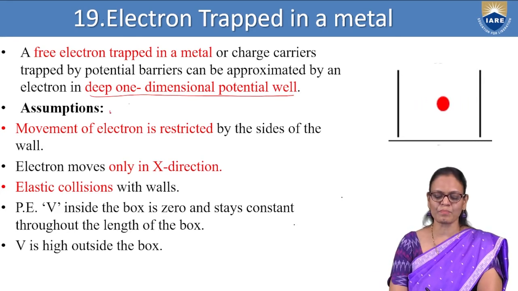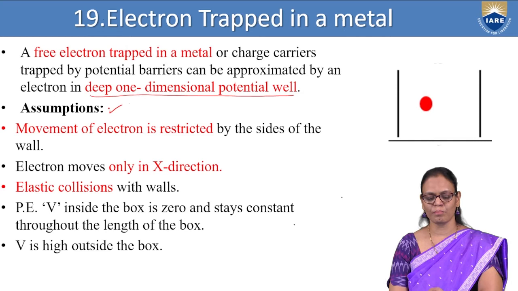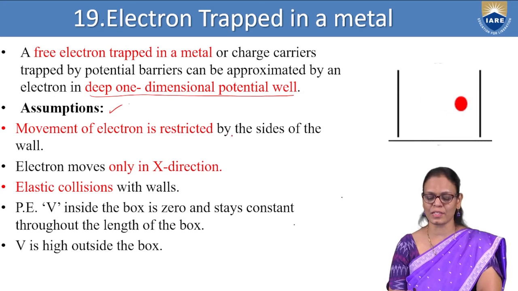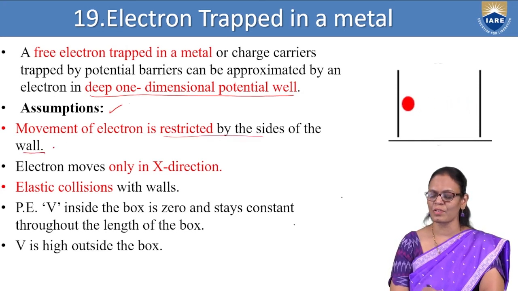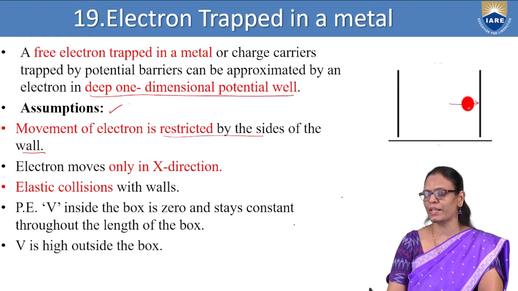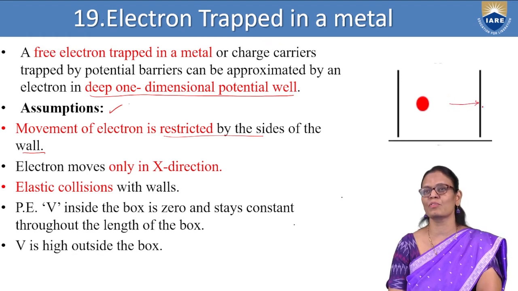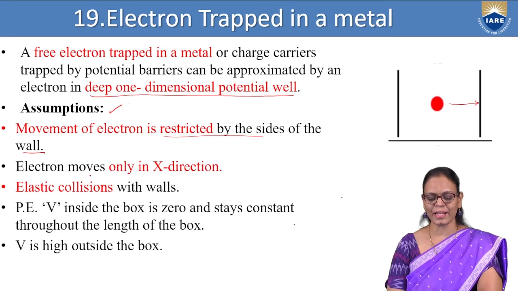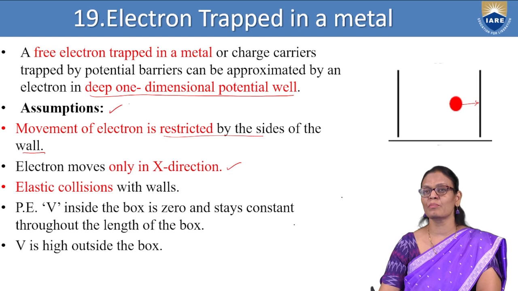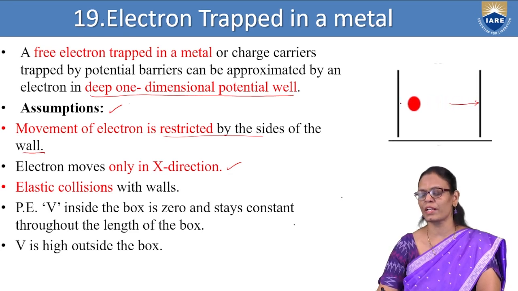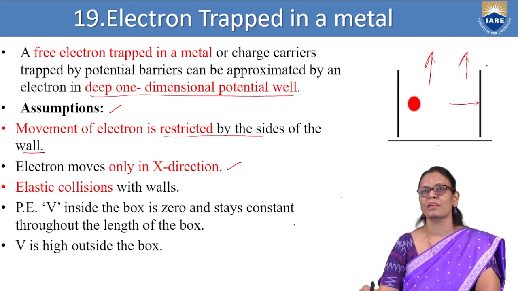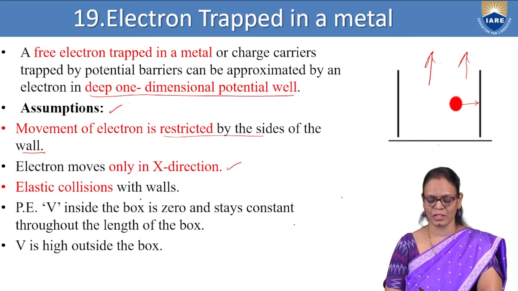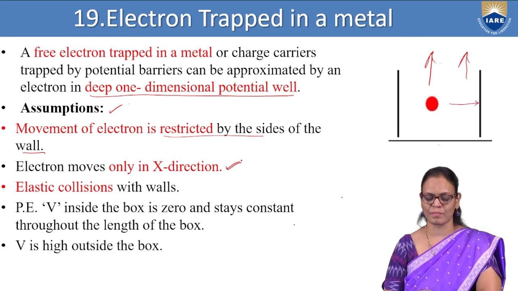So what are the assumptions that are made? The movement of the electron is restricted by the sides of the wall. You can see the electron can move only till here. Otherwise, it cannot move ahead because of the restrictions of the wall. And the electron moves only in the x direction. We are talking about the movement in one dimension, only along the x-axis. We are not talking about the vertical motion. So that is the second assumption.